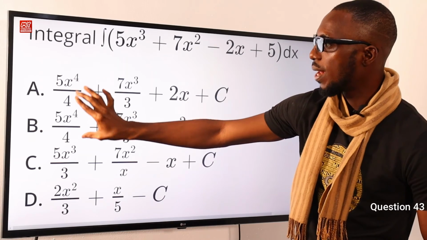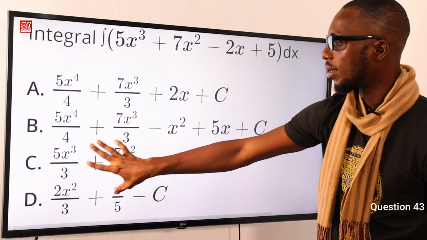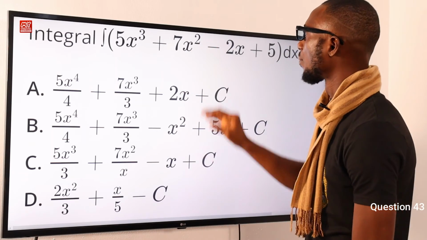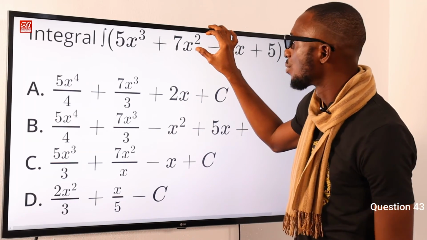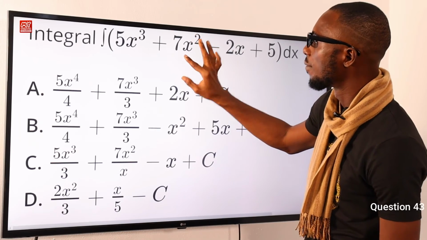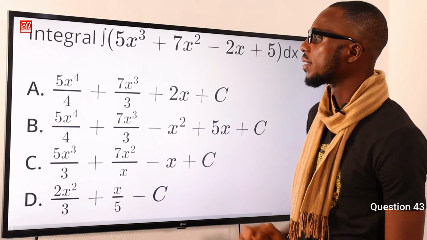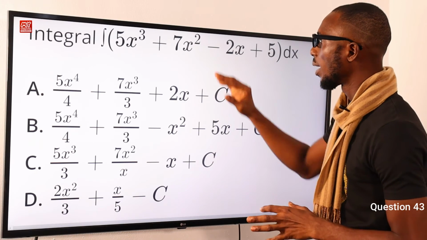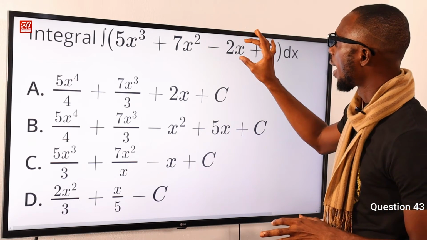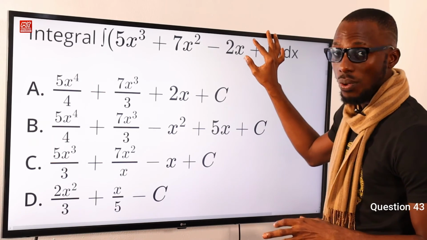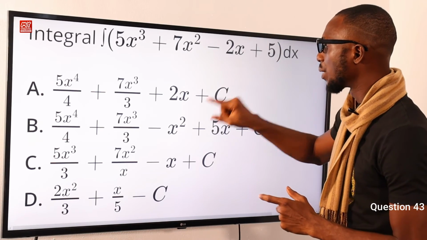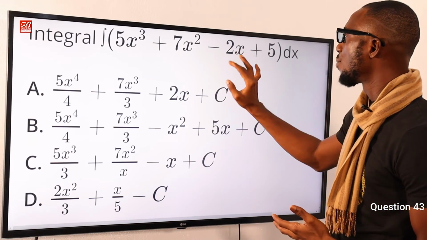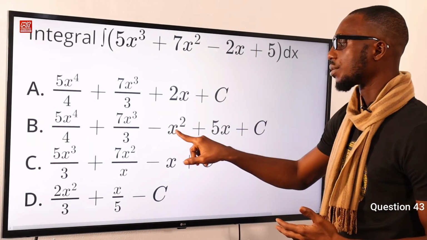So we are considering option A and option B. It's not present in the other options. So let's go to the next value. We have 2 plus 1, that is 3. So it should be 7 over 3 x raised to power 3. We have it here. The competition seems intense. So we have the next one. x raised to power 1 plus 1, that is 2. So that is x raised to power 2. We do not have it here. So that is 2 over 2, that is 1. So that is why we have this.